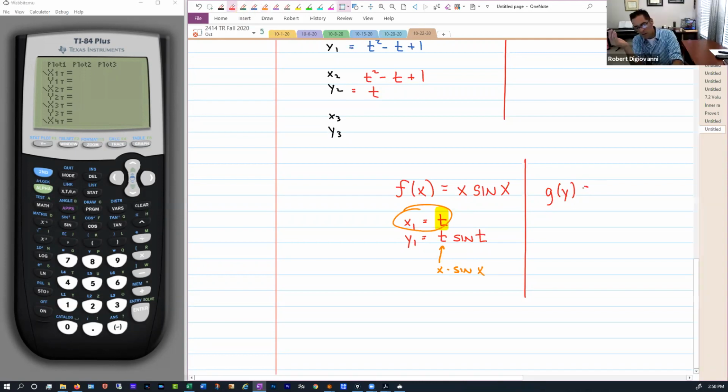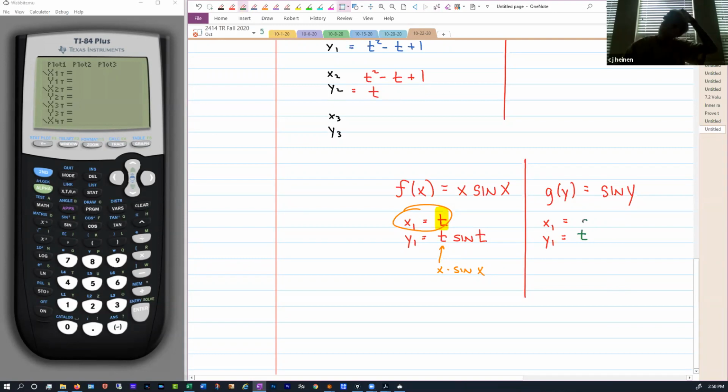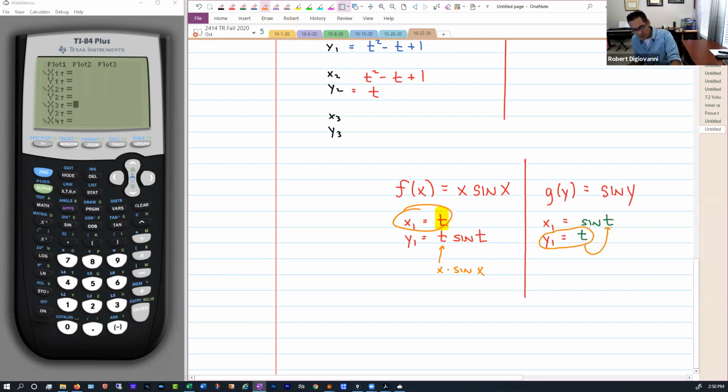And then let's do this one. What if we wanted to graph, remember earlier Cameron asked, what does sine y look like? Well, in our calculator, which one of these would be t? This is a function of y, so we let the y1 be t, we let the x1 be sine t. If y is t, then that's really sine y. So I'm going to go up there and graph that.